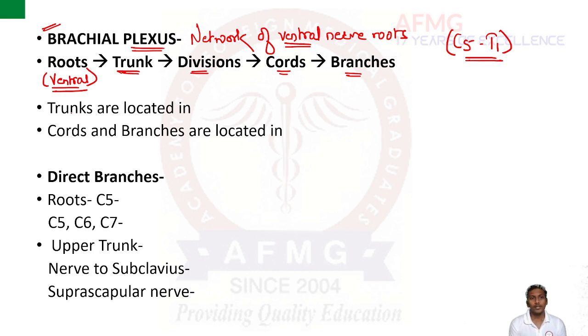But first of all, I would like you to know that the roots, please remember, are located in the neck just aside to the vertebral column, whereas the trunks are usually located in the posterior triangle of the neck.